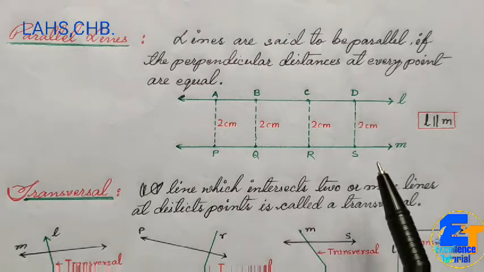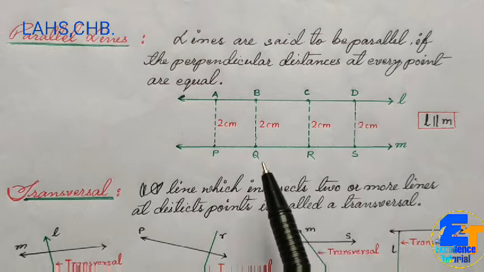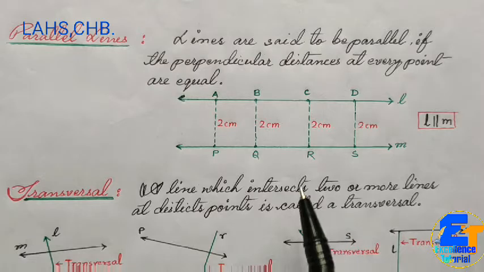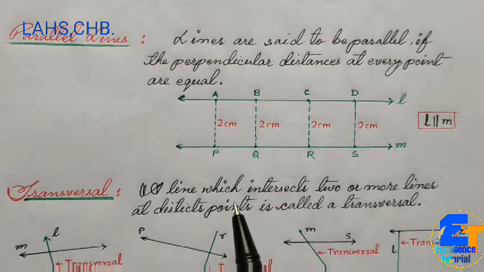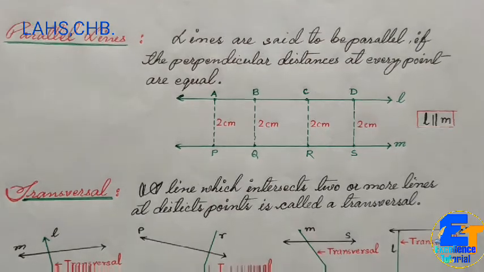And non-parallel lines, very simple. On comparing two lines, if you are not getting the same distance between the given lines at every point, if the distance between the two lines is not equal, then we can say the lines thus formed will be non-parallel lines.